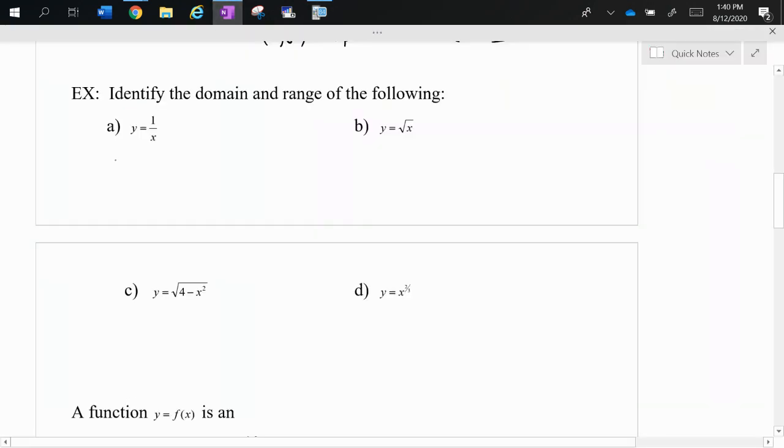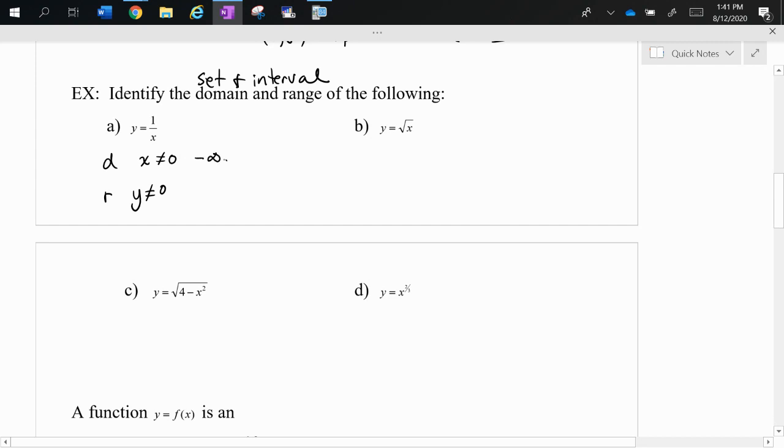So our domain, in set notation, we would want to say x is not equal to 0. And for our range, we would want to say that y is not equal to 0. And if I want to express that in interval notation, so we're going to give domain and range in set and interval notation. In interval notation, we have to use 2 different intervals.